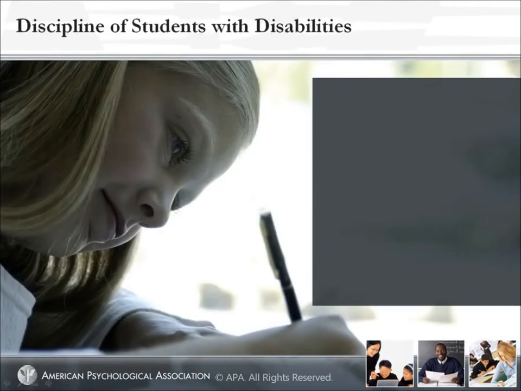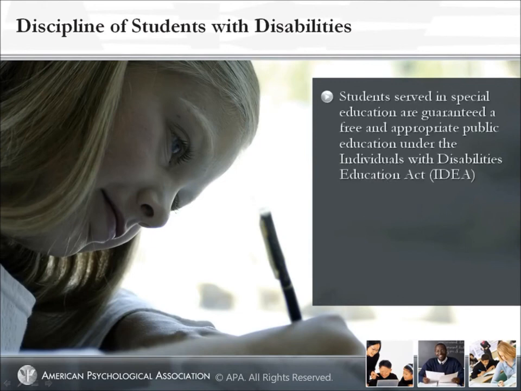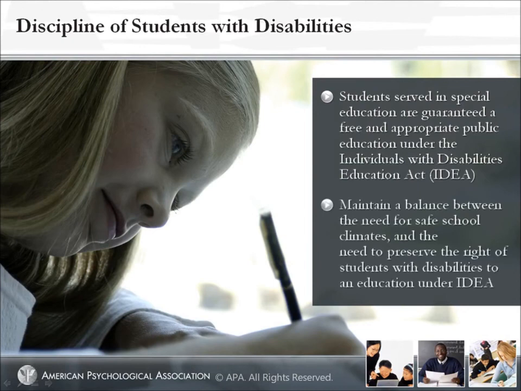Discipline of students with disabilities. Students served in special education are guaranteed a free and appropriate public education under the Individuals with Disabilities Education Act, IDEA. Federal and state special education laws define a separate set of procedures for discipline of serious misbehavior of students with disabilities. That law intends to maintain a balance between the need for safe school climates and the need to preserve disabled students' right to an education under IDEA.